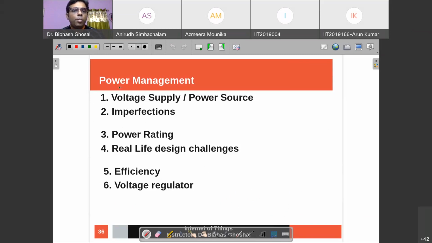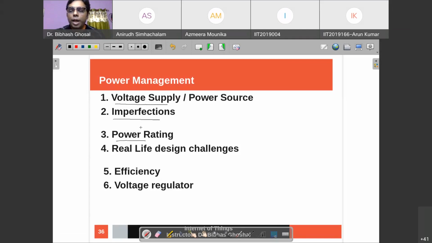Now, when we talk about power management that you are going to use for your IoT based systems, you should look at certain things. Number one, how much voltage do we require? How much power am I going to require? That will be decided by the kind of components you will be using finally for your device. We will be talking about imperfections, whether your voltage will drop or whether it will remain constant. What is the power rating?